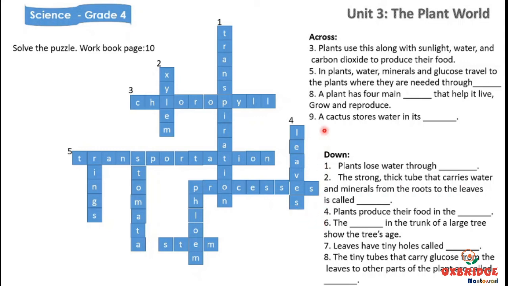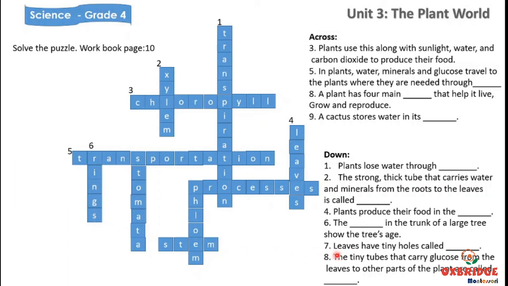Number 5: in plants, water, minerals, and glucose travel to where they are needed through transportation. So here is your answer: transportation. Number 6: the rings in the trunk of a large tree show the tree's age. So which will show the tree's age? Rings.